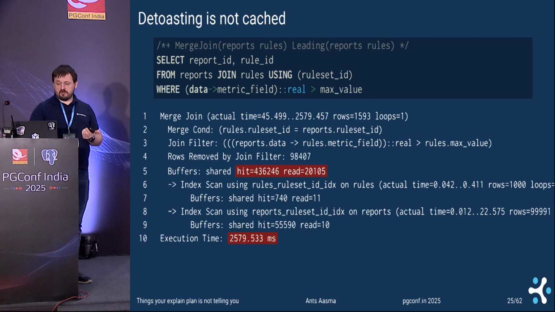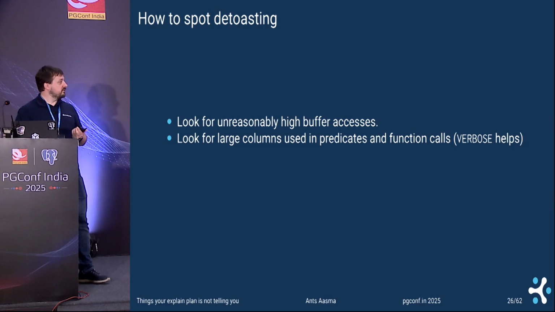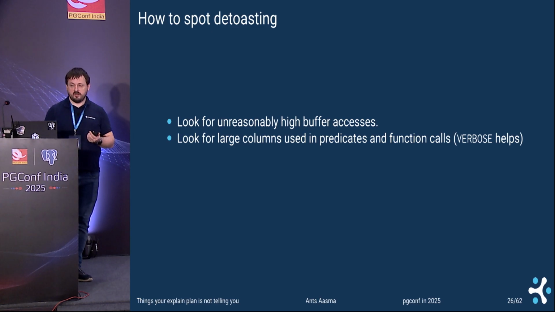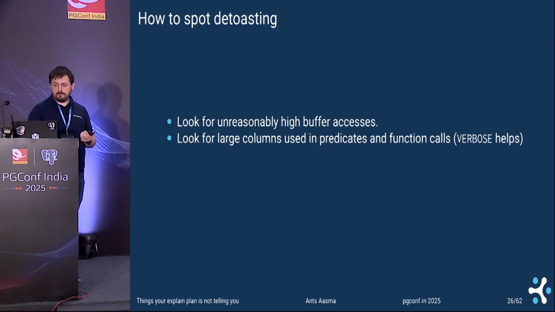So how do we find these types of issues in real plans? Explain doesn't help us too much, but what you would be looking for is unreasonably high buffer accesses in some places, which will give you a hint that something fishy is going on over there. Also keep track of where you have large values in your queries and how they move through the plan. If you add the verbose option to your explain query, you will see which values are being output from which node, and you can track where the first detoasting is happening.